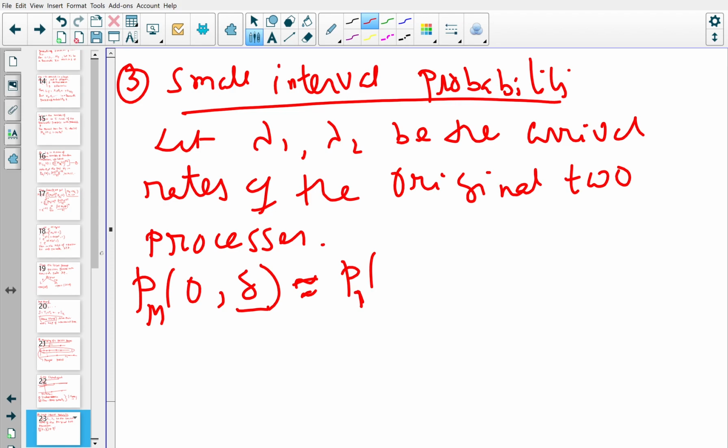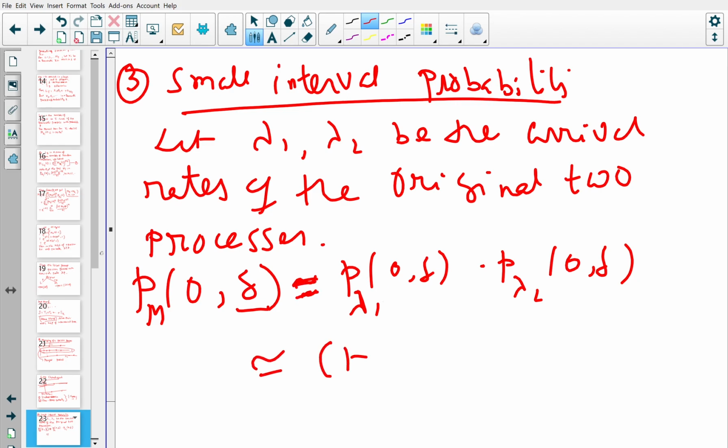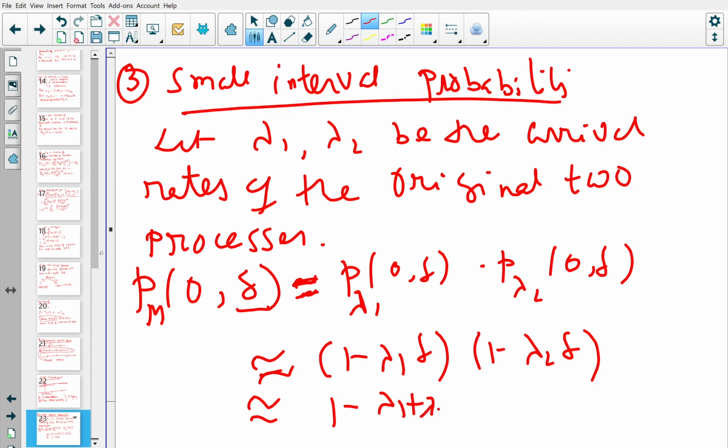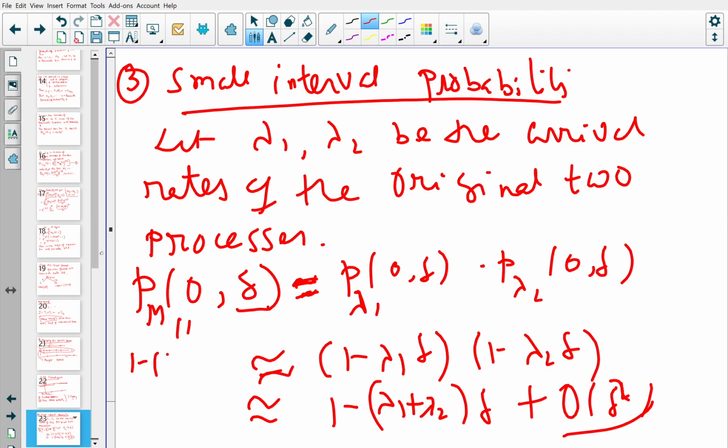into probability this was 0 delta, right? And then you know that for both the thing this is equal to this, but you know that this is approximately 1 minus lambda 1 delta plus higher order term, so that's why I said approximately. Okay, and this is also 1 minus lambda 2 delta approximately, right? So approximately if you multiply it, then you will have 1 minus lambda 1 plus lambda 2 of delta, plus higher order term. Higher order terms I am not writing because this also tends to 0, right? So what does that mean? That means this probability is approximately 1 minus lambda 1 plus lambda 2 delta.